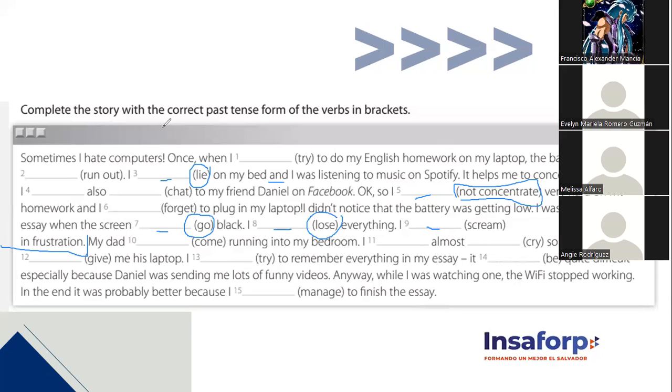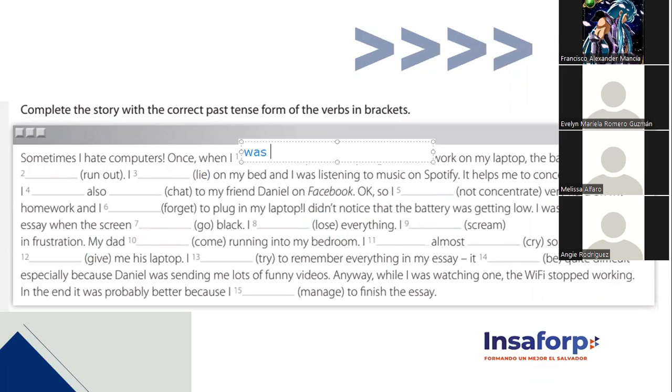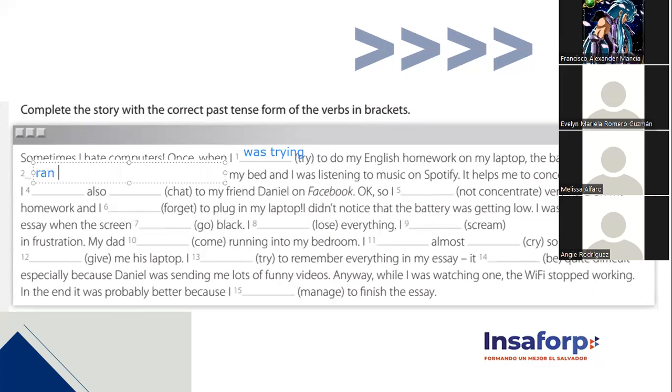Okay, let's review, because I don't want to continue with the next part until we are very clear on this. So this is the idea. Number one, we're going to leave it, guys. I'm going to help you because we only have 5 minutes and we're not going to finish it maybe. First one, I agree, is past continuous. I was trying to do my homework on my laptop. The battery, what happened to the battery? The simple past, write it down right here. Ran out, okay? Ran out.